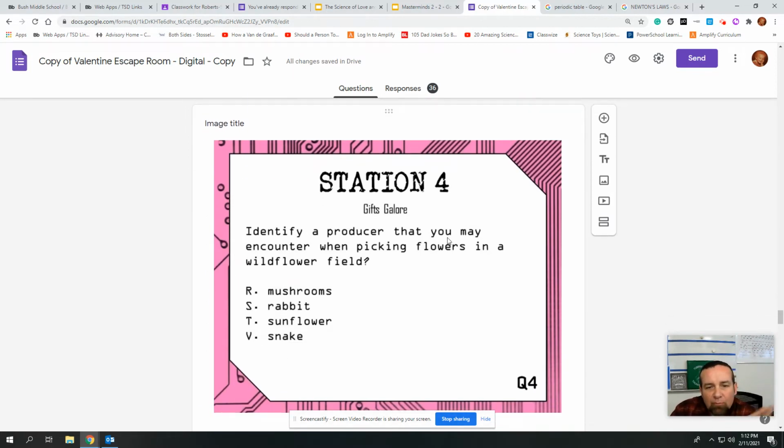Okay, identify a producer. Again, we haven't covered this year. This is 6th and 7th grade stuff, but a producer. Now remember, a producer is something that usually grows and that other animals eat. But they also aren't something like a mushroom, which is a decomposer, which breaks down material, right? So we would say it is the sunflower.